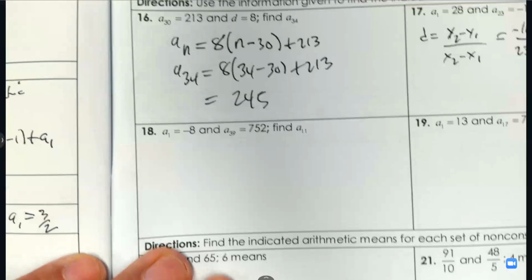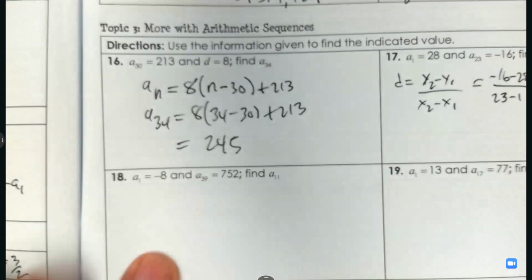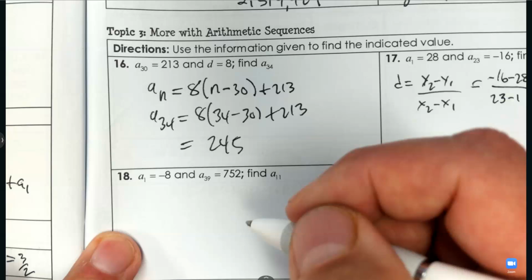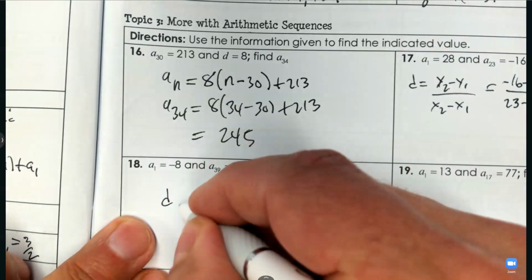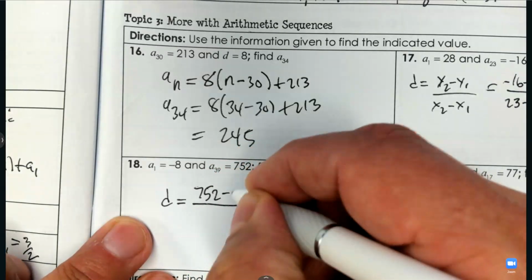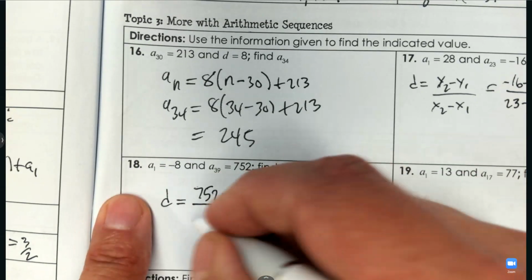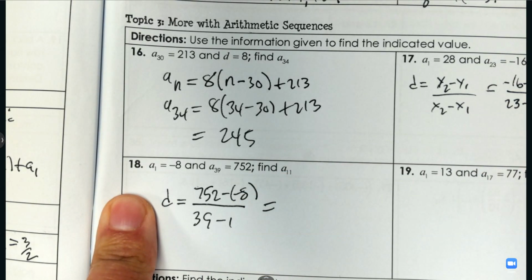Number 18. Again, you're given two numbers that are not consecutive. So the step number 1, and this is arithmetic, so that I needed to know that. So I'm going to take the y2 minus y1. Be careful, you're subtracting a negative number, and then 39 take away 1. I'm going to use a calculator here. You can press pause and use a calculator, see what answer you get.